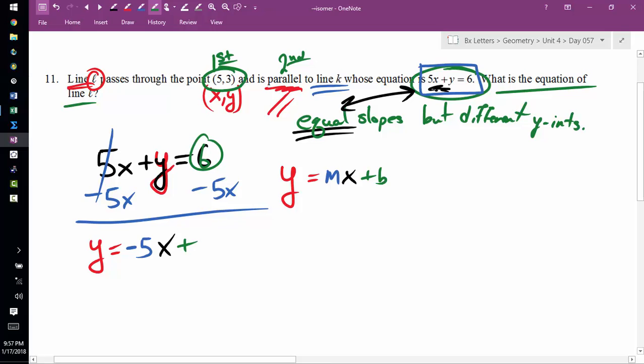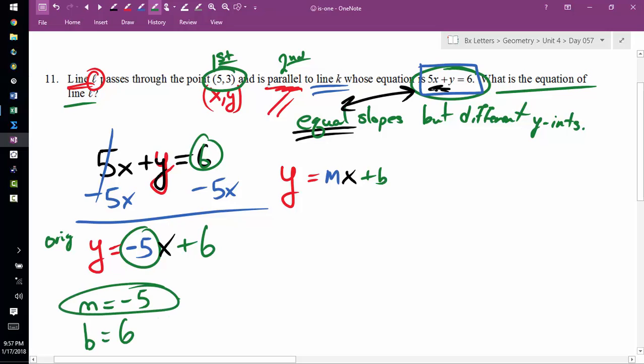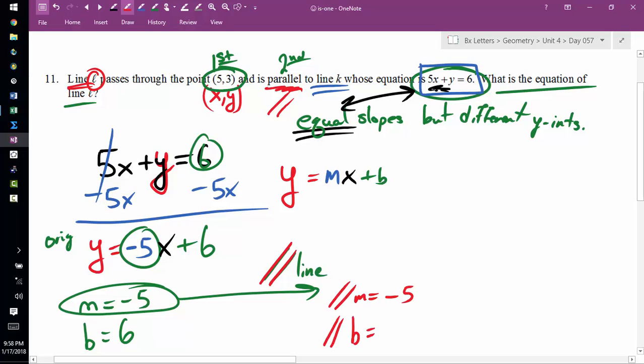And that 6 was a positive. That's how I know it's a plus, positive 6. So when I look at the original, I know my original slope is minus 5. And my original b value is 6. But this is the slope that's going to carry over to the parallel line. The parallel slope is going to be minus 5, and our parallel y-intercept is a big question mark right now.